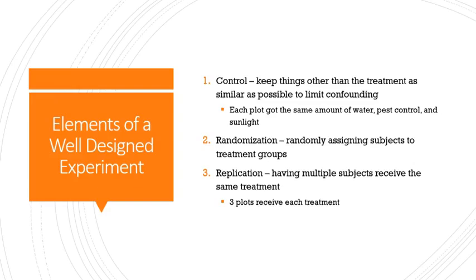Okay, randomization. We want to randomly assign things to our different treatment groups so that there's no bias in the way we are assigning things. And then replication means having multiple subjects receive the same treatment. Okay, so we had 4 treatments in our corn example. And so they didn't just pick 4 plots, they picked 12 plots so that there were 3 different plots that all got the same treatment. That way we have multiple times of trying this treatment to see how it works.